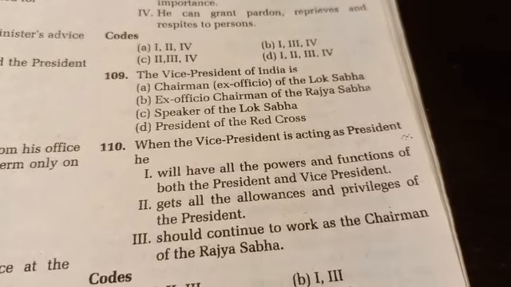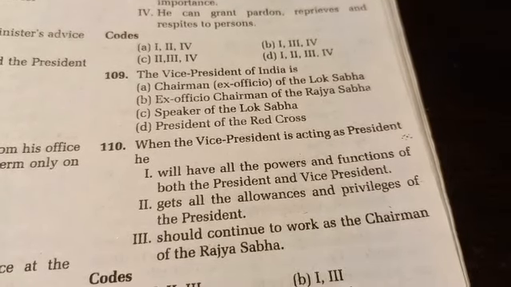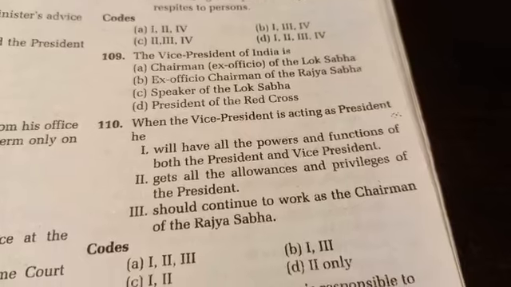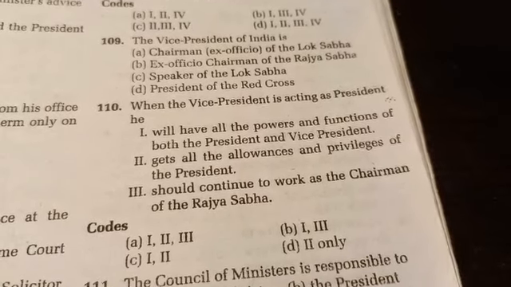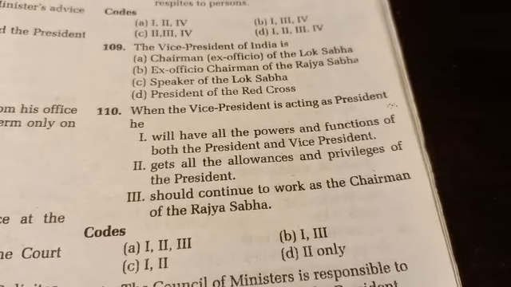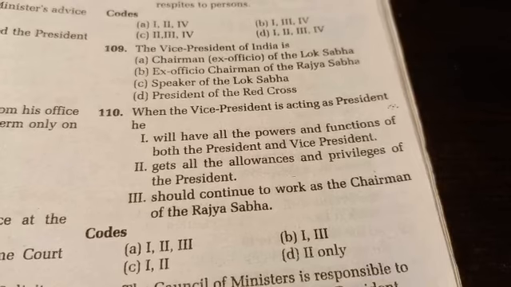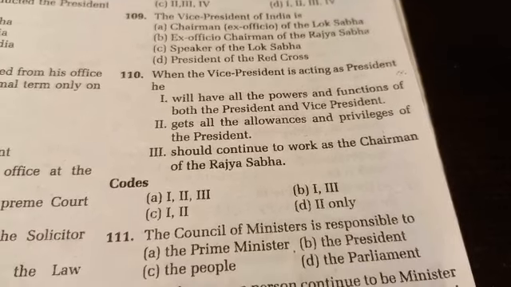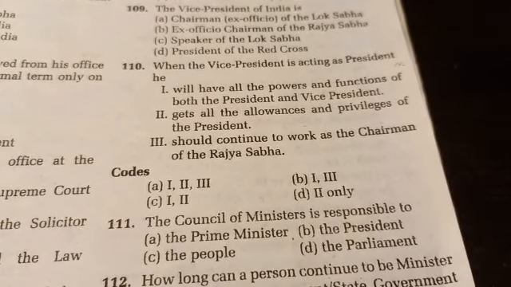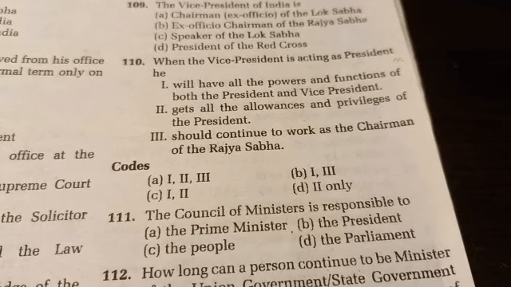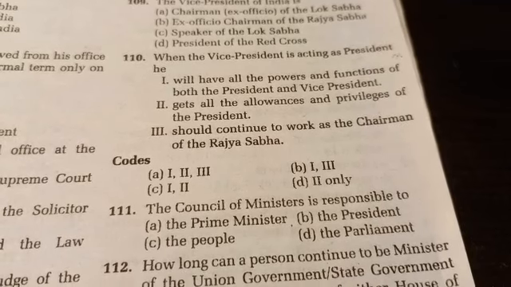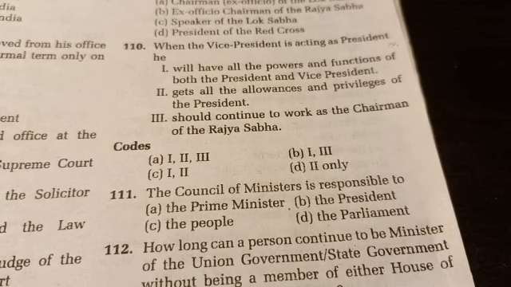When the Vice President is acting as President, he. The right answer is option D, two only. He gets all the allowances and privileges of the President. The Council of Ministers is responsible to. Option D is correct, the Parliament. The Council of Ministers is responsible to the Parliament.